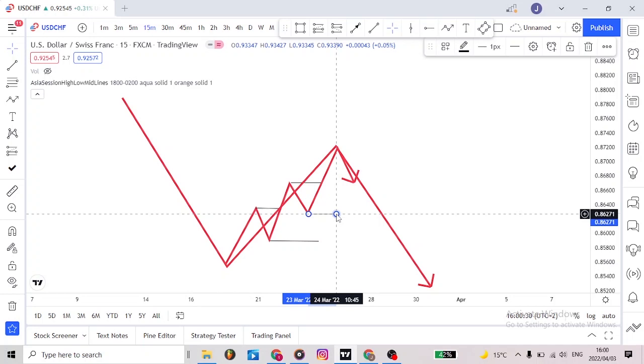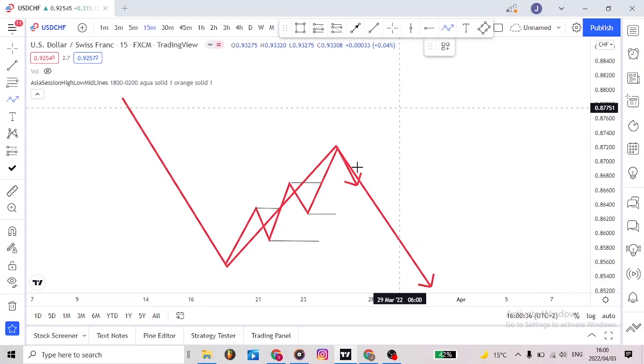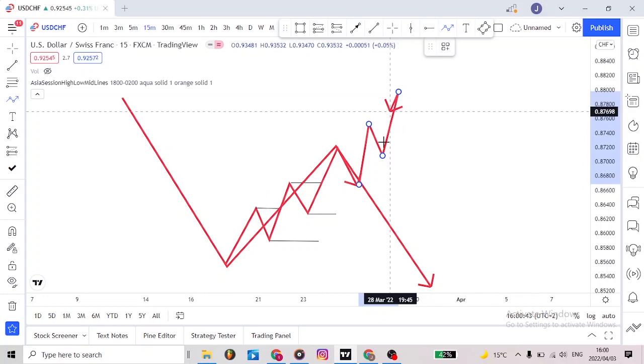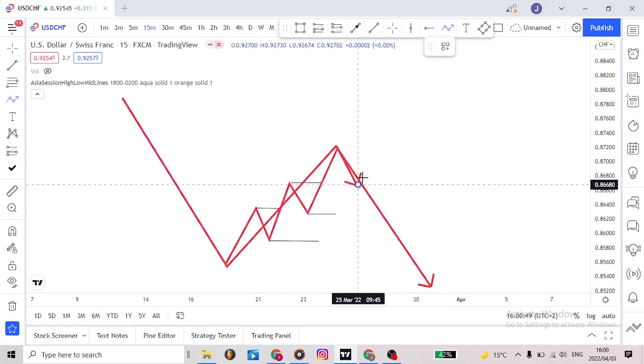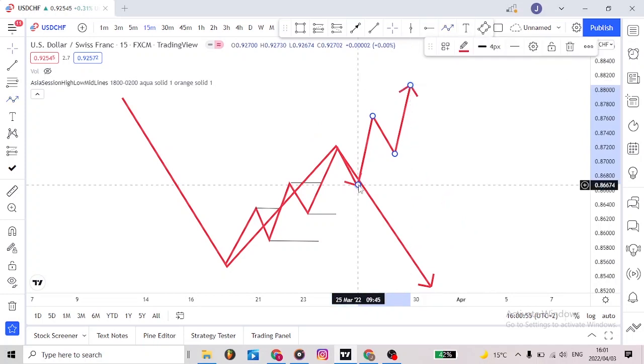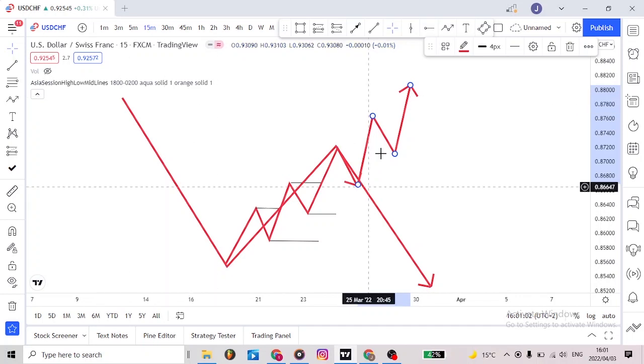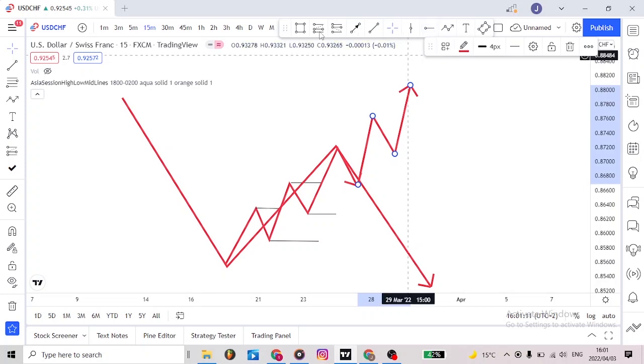Now if the market continues to create higher highs, and then higher lows, higher highs, I no longer consider taking buys here. It continues to create higher highs, higher lows, higher highs. I no longer consider taking the buys here because I know that sooner or later the market is going to start dropping down and continue with the main trend. So I start looking for sales here on these levels.